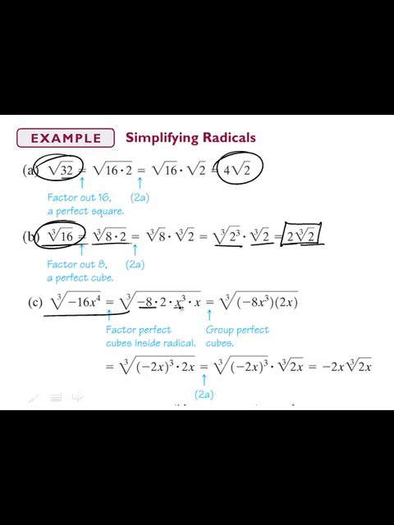So negative 8 times x cubed can be combined together to make a perfect cube. As in, negative 8x cubed is the same thing as negative 2x, cubed. And then times 2x, which is the stuff that's left over. So then you could pull out the negative 2x, and then you're left with the cube root of 2x. Okay?